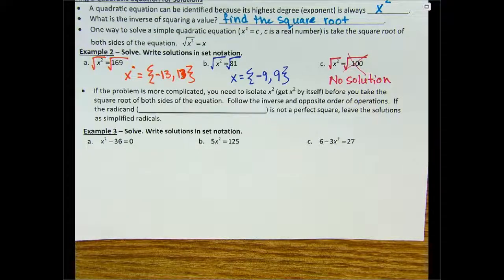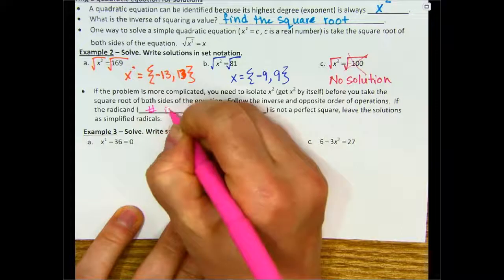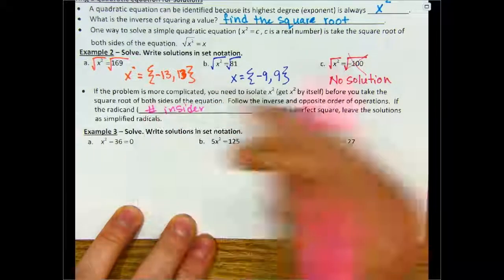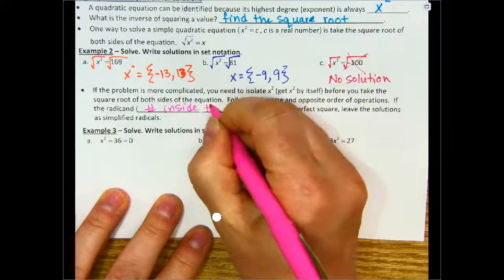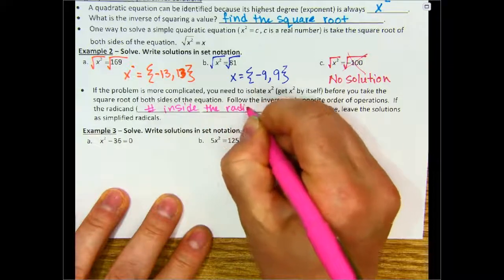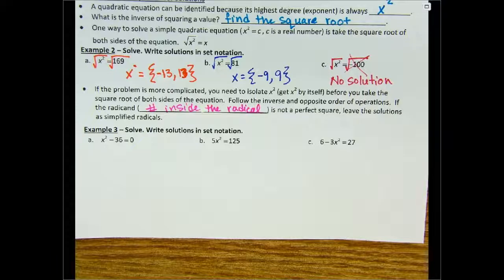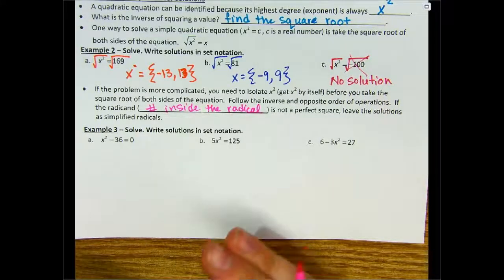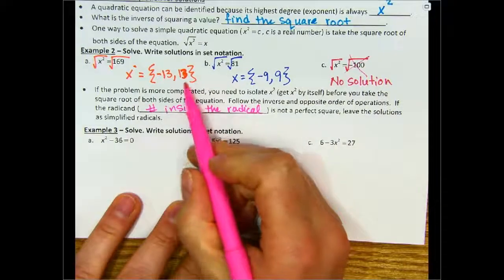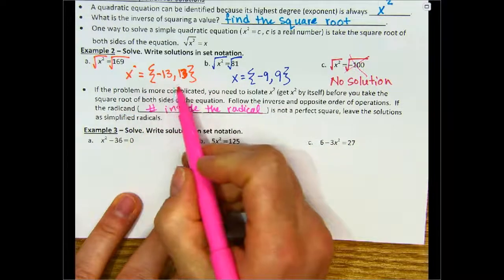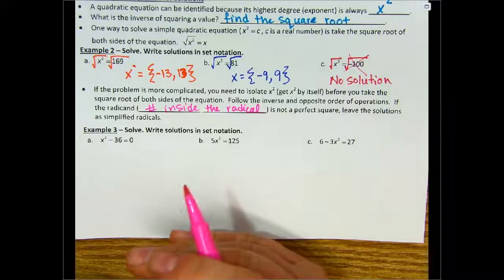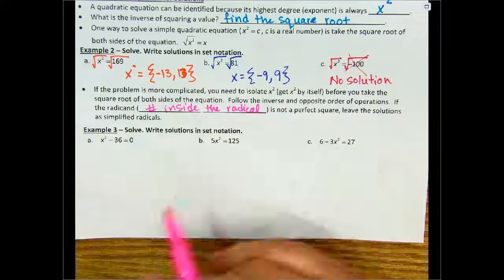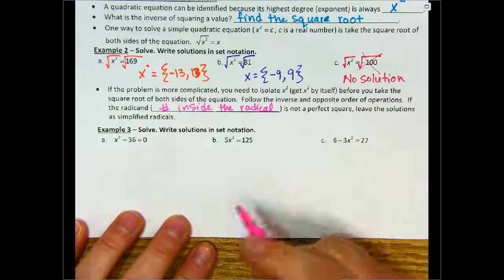If the radicand, and what all that means is the number inside the radical, is not a perfect square, leave the solutions as simplified radicals. I think those are from some old notes. I've actually taken that out. I've tried to make these all nice, so like square root of 196, 14, square root of 81, 9. I tried to make them all perfect squares. But if you do come across one of those, just leave it in the radical symbol and do a plus and minus, just in case, but I don't think I did that.